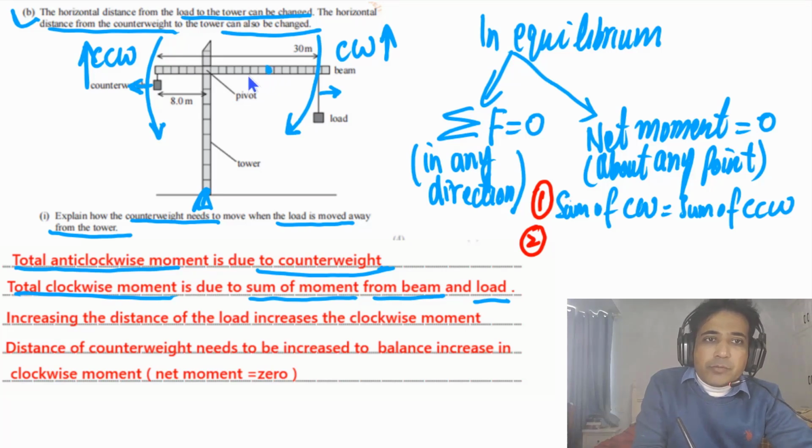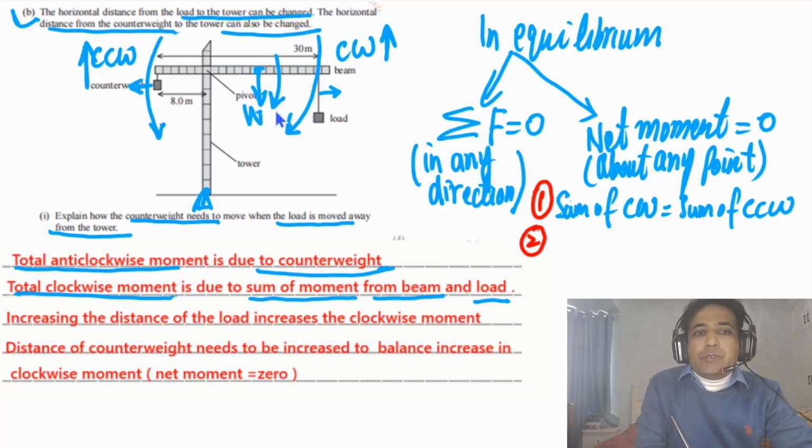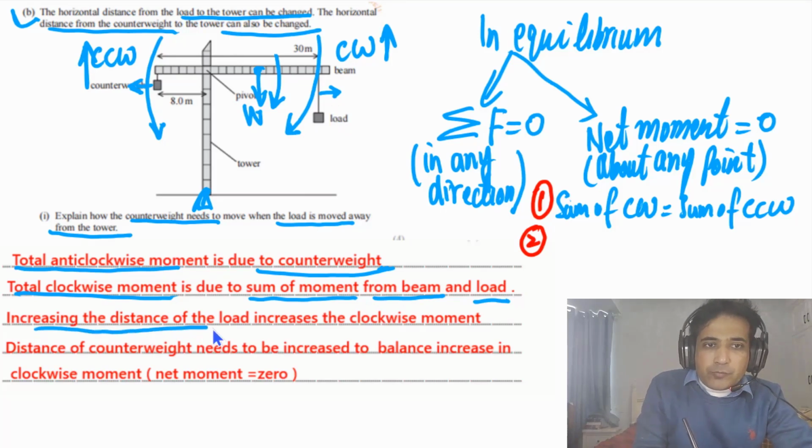So the center of mass, just an approximate point, has to be at the midpoint of this beam because this beam is uniform. So simply around here, I'm just marking here, there is a weight of the beam, so this also will cause clockwise moment. So total clockwise moment is due to the sum of moment from the beam and also from this load. Increasing the distance of the load increases the clockwise moment.